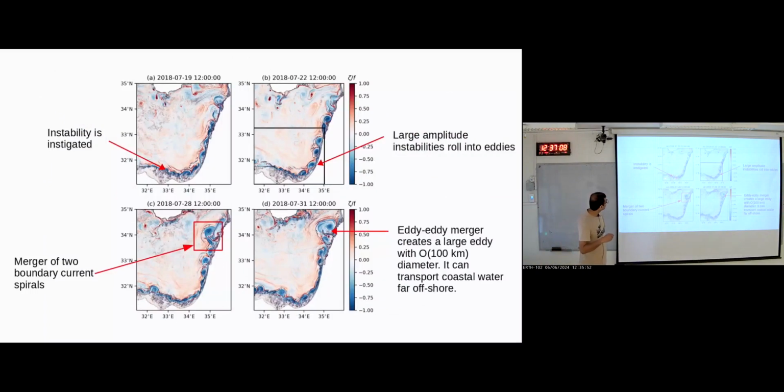We find that the instabilities are generated in the Nile Delta region, and as the instabilities grow in size, eventually they roll into these eddies, which we are calling spirals. Downstream of Haifa, we find that these eddies start to interact and merge, and lead to the formation of large eddies, which are of order 100 kilometers in diameter. And these large eddies, as you can see, can transport the coastal water hundreds of kilometers offshore. We also notice these cyclonic filaments at the periphery of these eddies, which form due to frontogenesis.